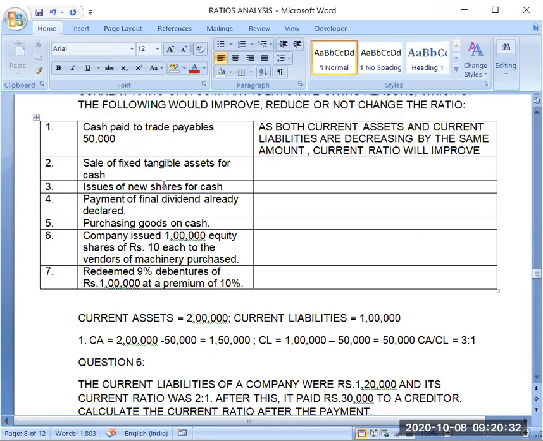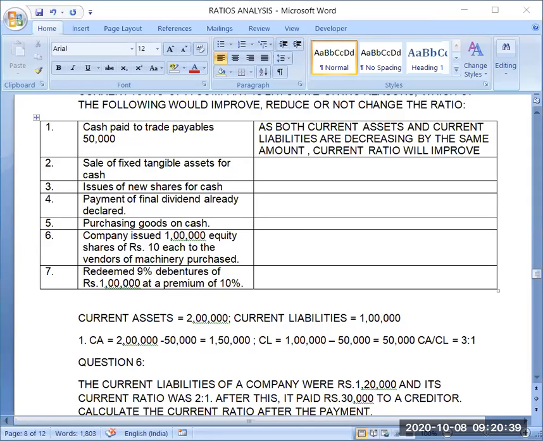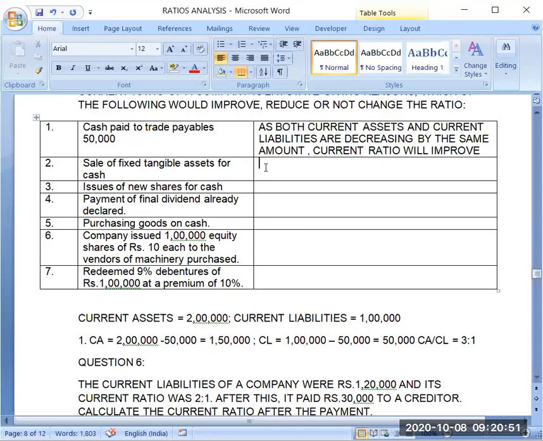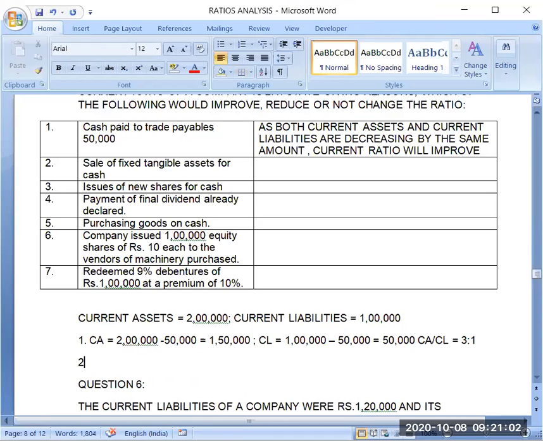Now the second one is sale of fixed tangible assets for cash. So now you have to observe the change again. When you are selling your fixed assets, you will be getting cash. So for the second, suppose I assume its amount.